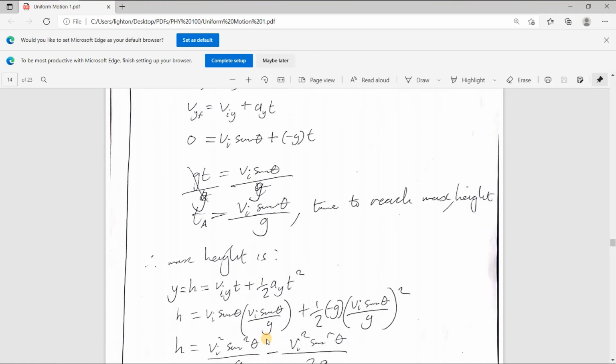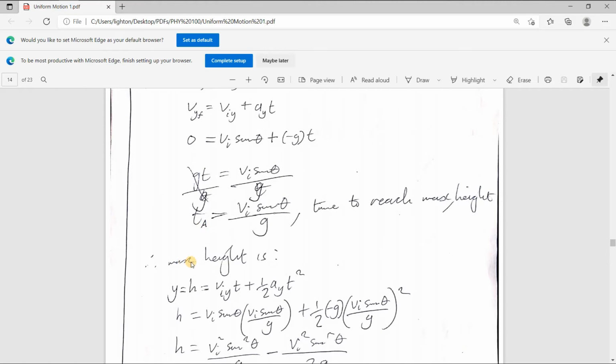Alright, moving on. From here we can even make t the subject of the formula. Making time the subject, I have t is equal to Vi sine theta. You have to make this cross to the other side. We get Vi sine theta over g. Now, T subscript A, this is implying time at A, is equal to Vi sine theta over g, as the time to reach the maximum height at A.